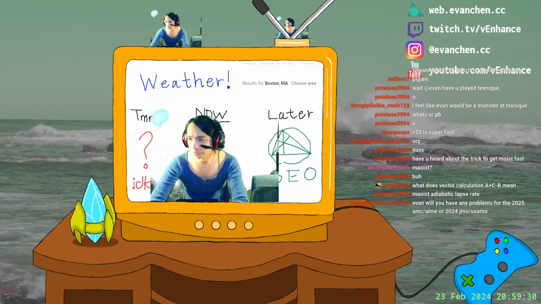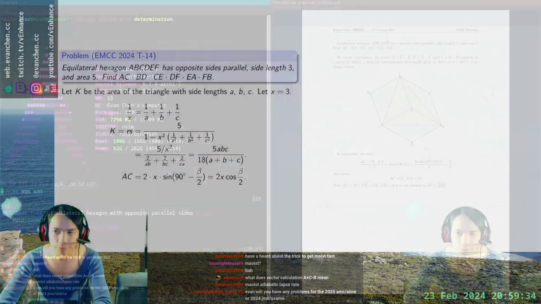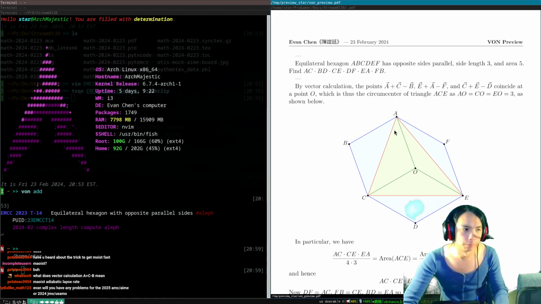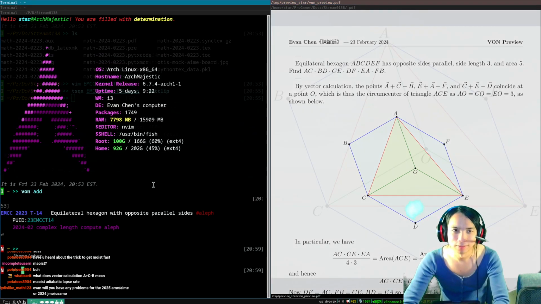What is the vector calculation AC? Basically the point is that in this problem, AB, BC, CD, DE, EF, FA are these vectors that have the same norm. They're vectors of length 3. So if you define B as... maybe I should write that out actually.